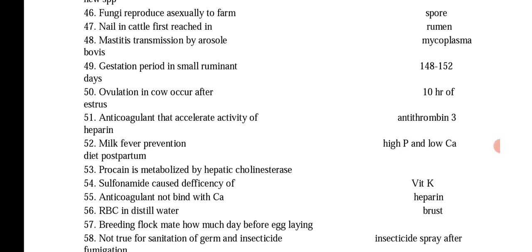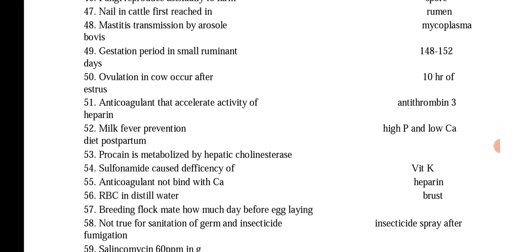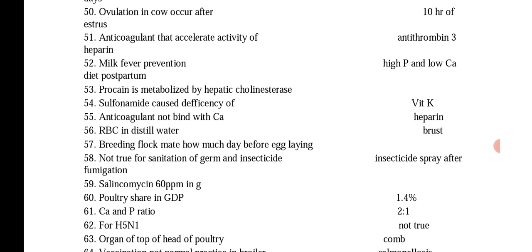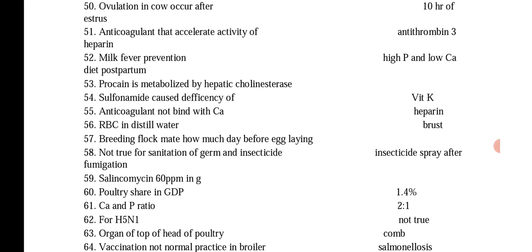Milk fever prevention is a high phosphorus and low calcium diet before parturition in milk fever susceptible animals. We also have to check and optimize the DCAD, the dietary cation anion difference, of the animal to prevent milk fever. Calcium is the main cause of milk fever.